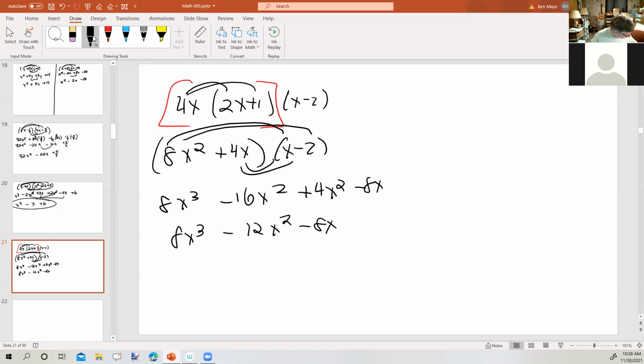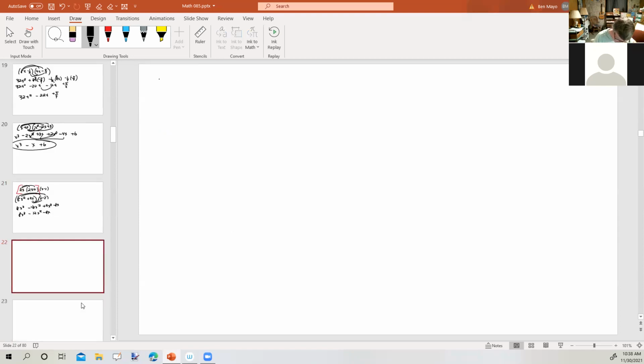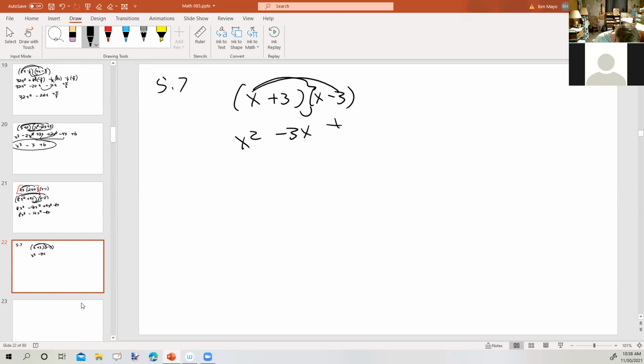Well, let's go on and take a look at some special products. So this is section 5.7. We have something like this. We have what's called a conjugate pair. We're multiplying the sum of two numbers times the difference of the same two numbers in the same order. When we do that, when we FOIL it together, we get two middle terms that cancel each other out. So we end up getting what we refer to as the difference of two squares, because we have the difference of two squares.